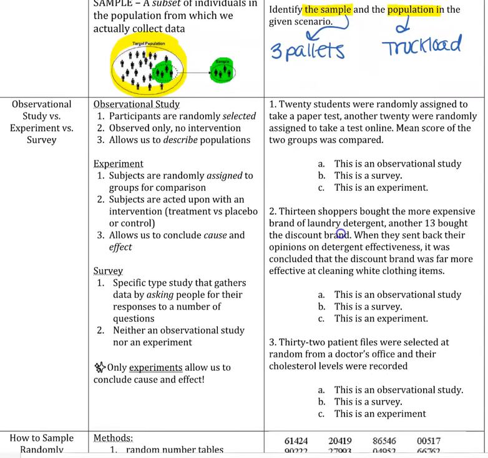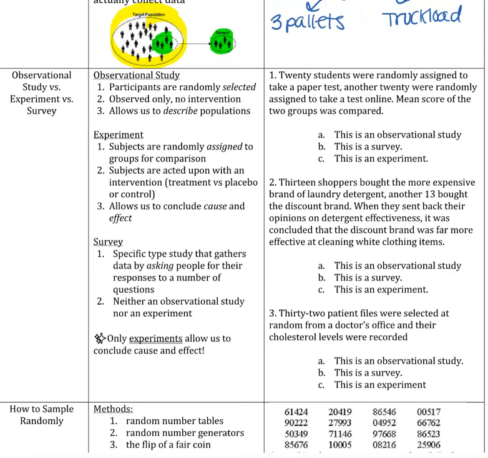So next, observational study versus experiment versus survey. For an observational study, participants are randomly selected. They are observed only with no intervention, and it allows us to describe a population. Experiments, your people could be randomly selected, but there has to be random assignment taking place into at least 2 groups for comparison. Subjects are acted upon with some sort of intervention, whether it be a placebo, a treatment, a control, and it allows us to conclude cause and effect.